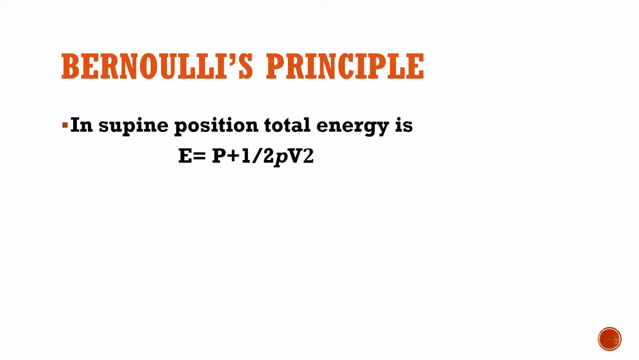The effect of velocity of blood flow on the total pressure exerted is expressed mathematically by Bernoulli's principle, which states that in supine position, where the effect of gravity and the hydrostatic pressure is removed, the total energy or pressure is equal to P plus half rho v square. E is the total energy or pressure, P is the lateral pressure, rho is the density of blood, v is the velocity of blood flow.